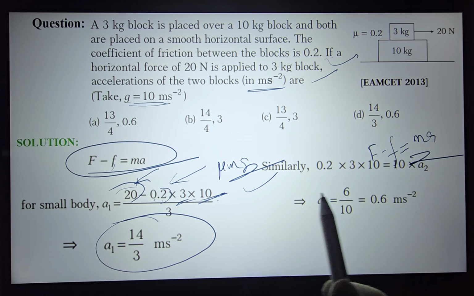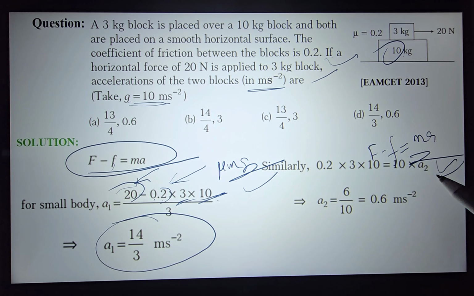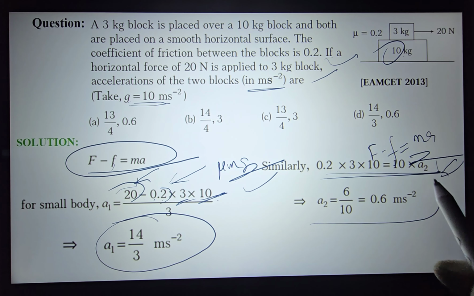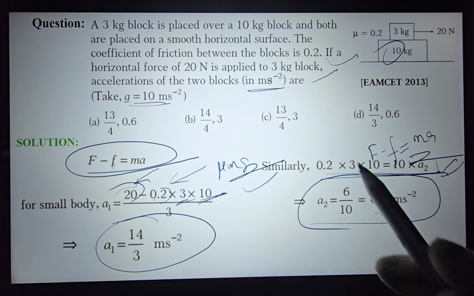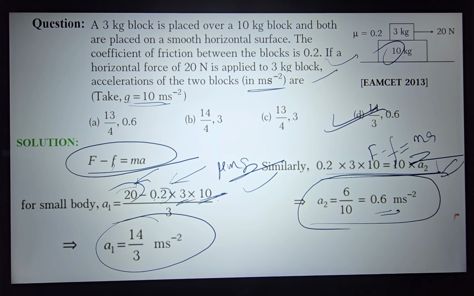Okay, again using the expression μmg = 10 × a2, because for the second mass, the mass is 10, g would be the same, and the coefficient of friction would also be the same. So putting in the same values, you get a2 = 6/10, which is 0.6. So in this case the option would be D, yes, this one, 14/3 and 0.6. So this is the answer for our problem.